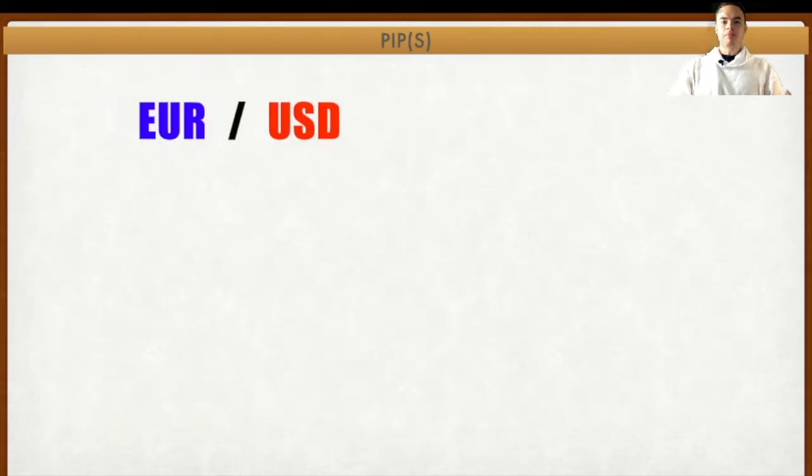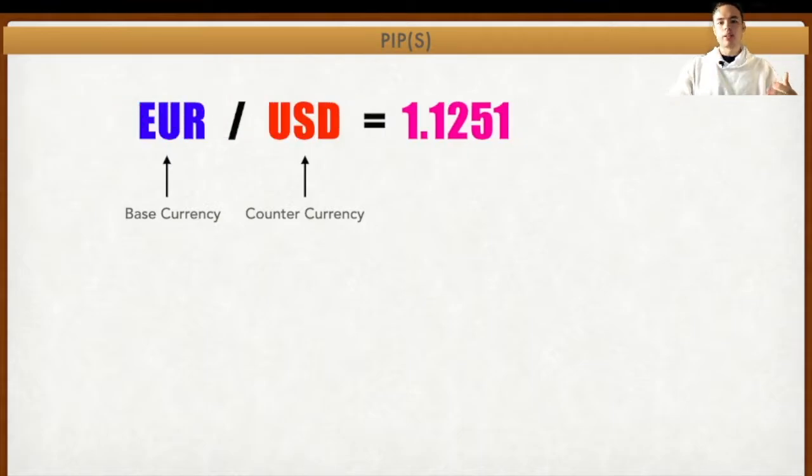Here's an example. Euro USD. Now obviously your Euro is your base currency and your USD is your counter currency. This is just a random price, 1.1251. As you can see, there is 4 units after the decimal point. These are pips. This whole number is pips. Each one represents pips. So for the last digit, the 4th one, okay, 1, that is 1 pip. If we look at the 5, it is 51 pips. 251 pips. 1,251 pips.